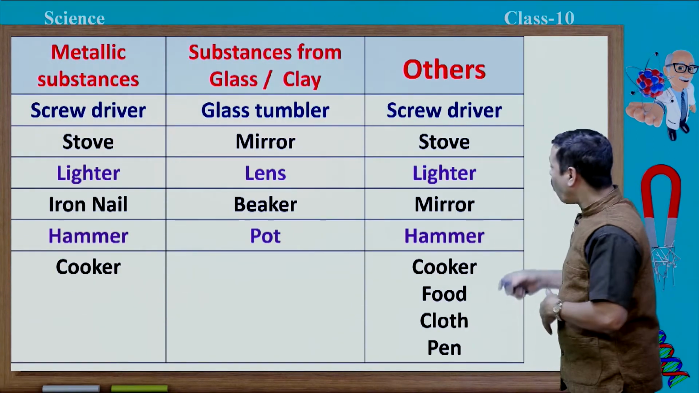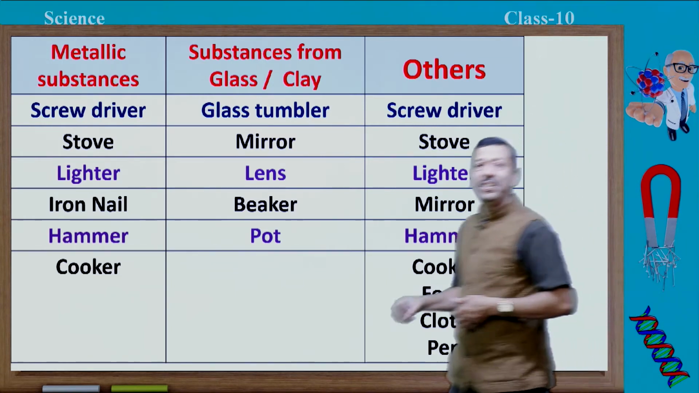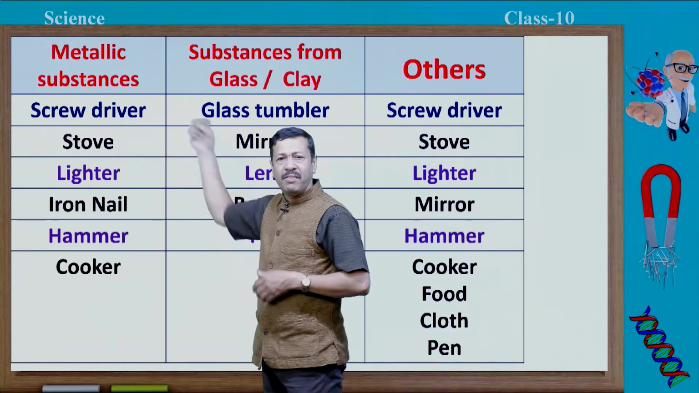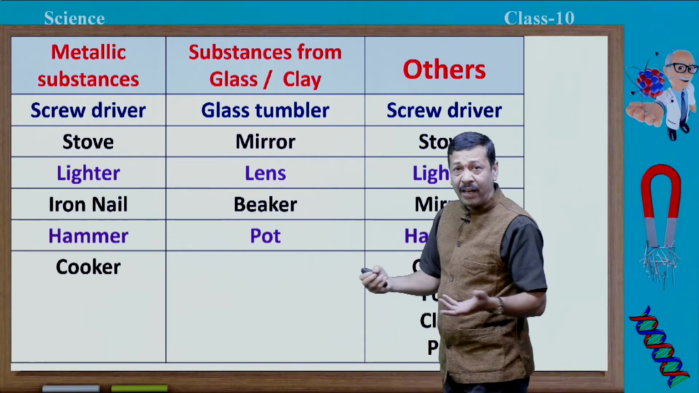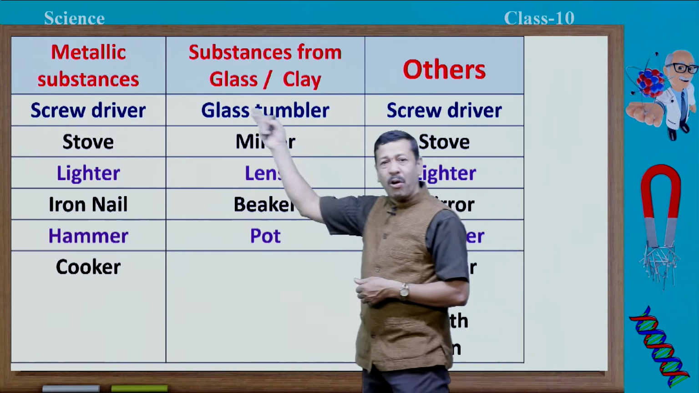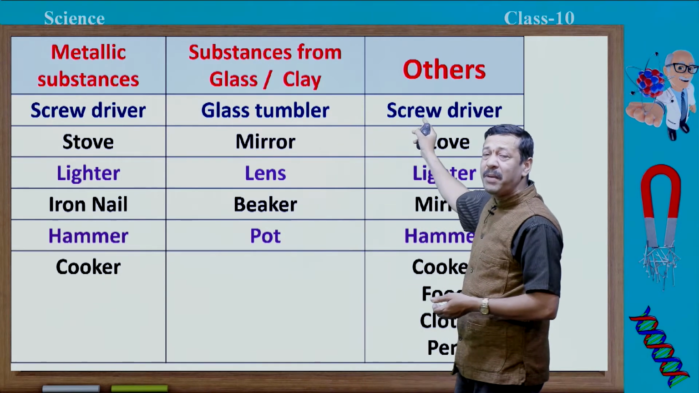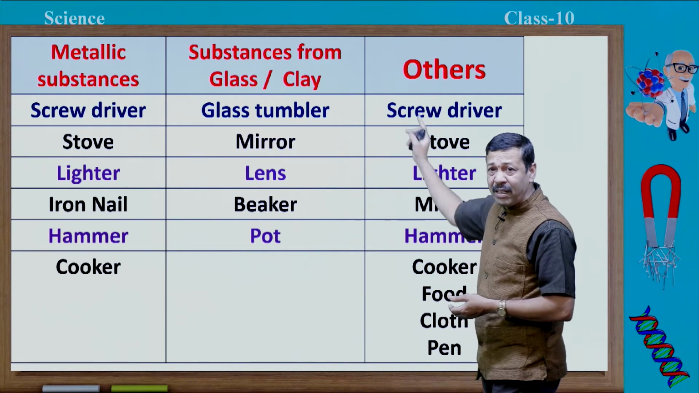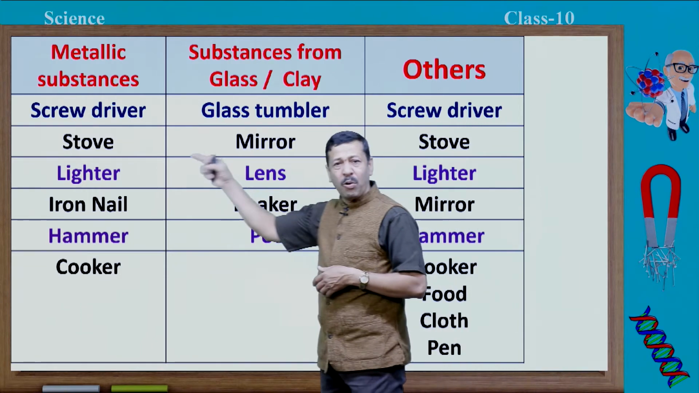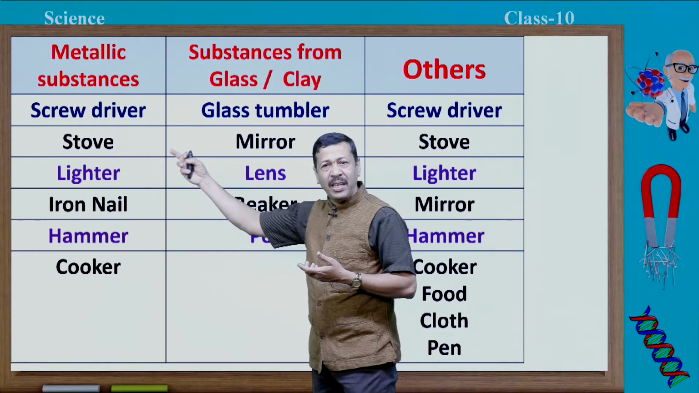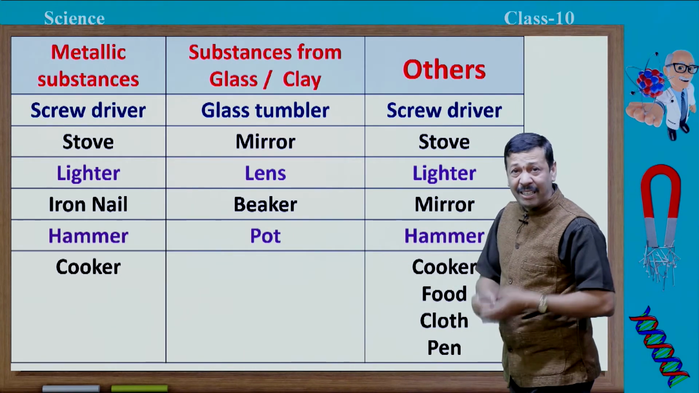Observe the table. What are the materials I have used? The metallic substances you are seeing here, screwdriver. I kept it in the others column also. Why? Screwdriver has a metallic part as well as the handle which is made up of plastic, so I kept it in 2 columns. Similarly, the stove at your home has a metallic body with plastic knobs, so I kept it in 2 different groups.